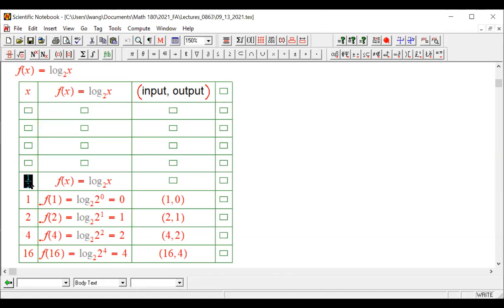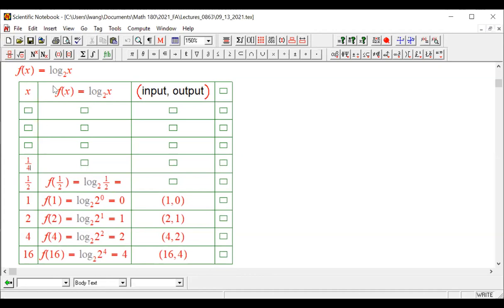How about half? The input is half. How about quarter? Everybody must try to do this, okay? Whether you get it or not, I'm not coming into your house to check on you, but you must make the effort. It will benefit you.